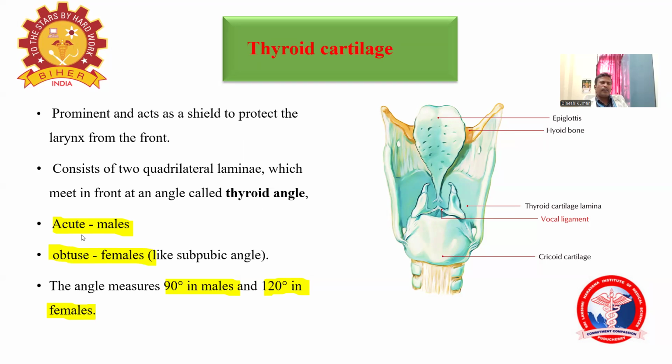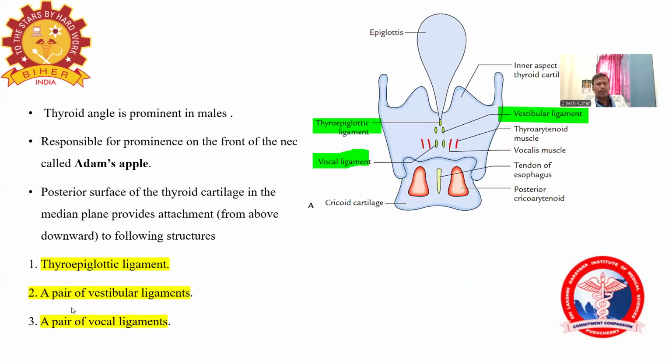So in males, the angle is an acute angle. In females, the angle is an obtuse angle. The angle measures 90 degrees in males and 120 degrees in females. Because of the prominence of the thyroid angle in males, it is responsible for the prominence at the front of the neck called Adam's apple. The posterior surface of the thyroid cartilage in the median plane provides attachment from above downwards to the following structures.